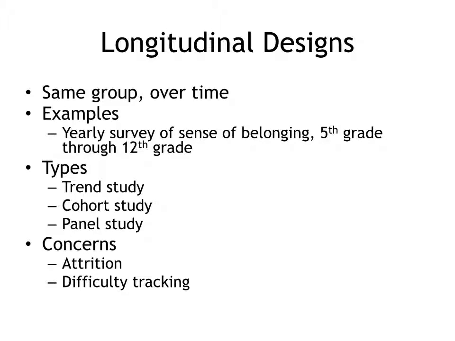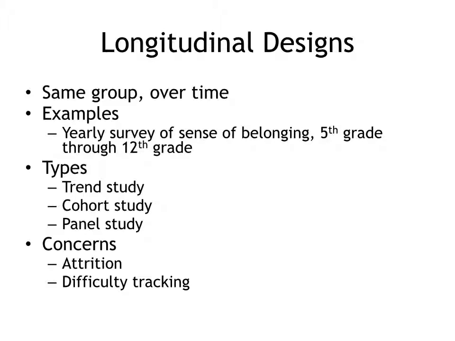Now, longitudinal designs are different than cross-sectional designs. When we really want to describe true changes over time, we do longitudinal studies. And then we take a look at the same people or groups at different points in time. So some examples, we could have a yearly survey of the sense of belonging, and we could give it to children when they're in fifth grade. Then the next year we'd give it to them in sixth grade, and then the next year in seventh grade, and so on, all the way through 12th grade. And that would be a longitudinal design, and we could actually see changes over time.